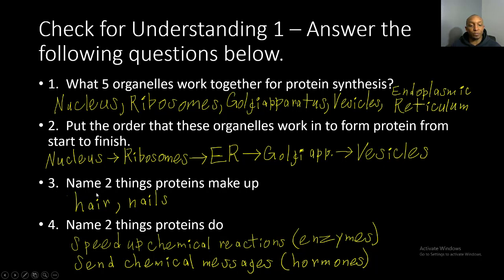Number 3, name 2 things proteins make up. Proteins make up our hair and our nails. Number 4, name 2 things proteins do. Proteins help speed up chemical reactions in the form of enzymes, and they also send chemical messages in the form of hormones.